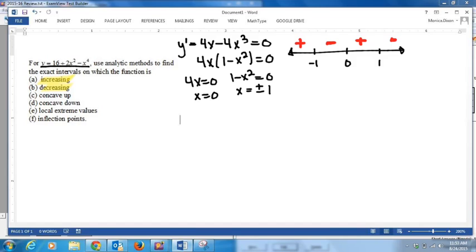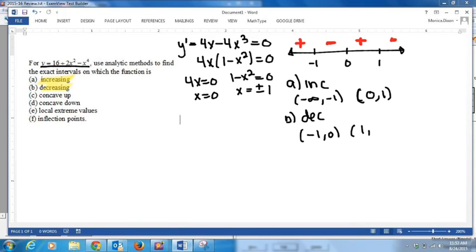So negative, positive is going to be a negative. In doing that, I get a plus, minus, plus, minus. So I can see that my function is increasing, decreasing, increasing, decreasing. So it is increasing in the intervals and then decreasing in the following intervals.